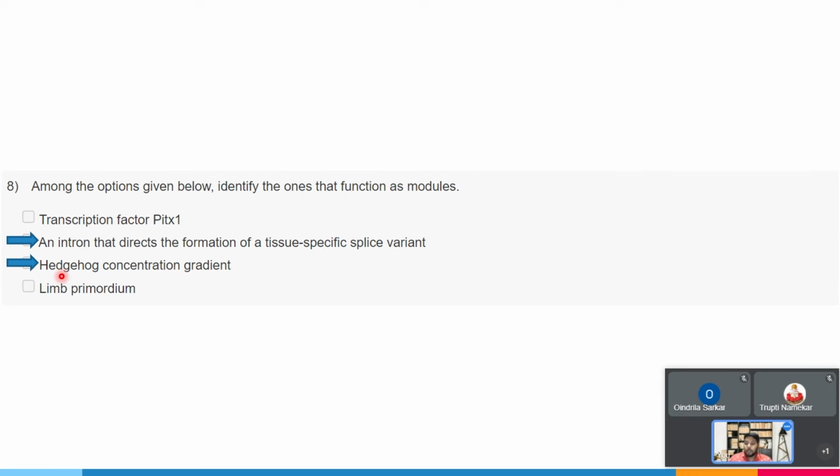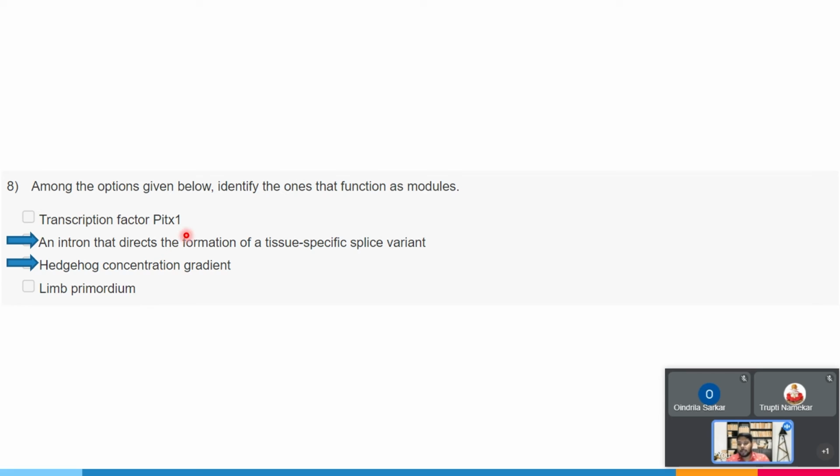In case of morphogenetic fields, as we had already discussed, morphogenetic fields can also act as modules, and thus Hedgehog concentration gradient will also act as a module. Limb primordium cannot act as a module, obviously, because in order for the limb to grow, it will still need various other factors which will not be present there. So modules can act independently, but the limb primordium cannot develop independently, and thus obviously is not a module.